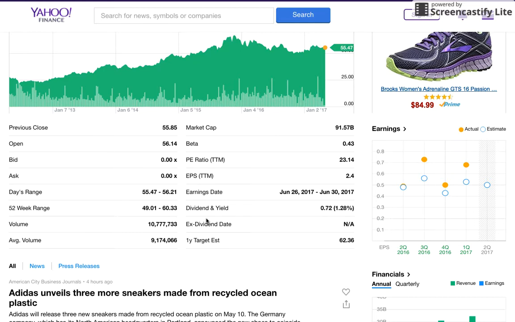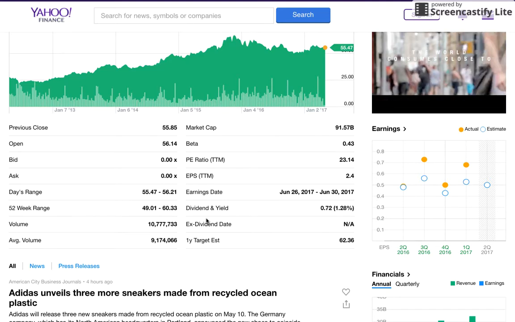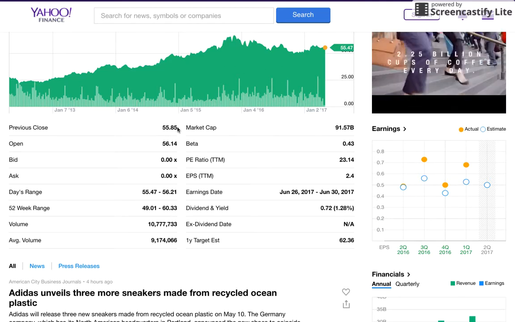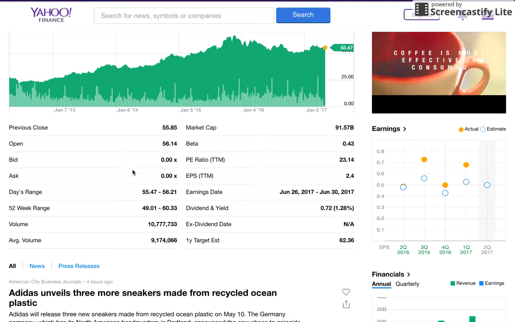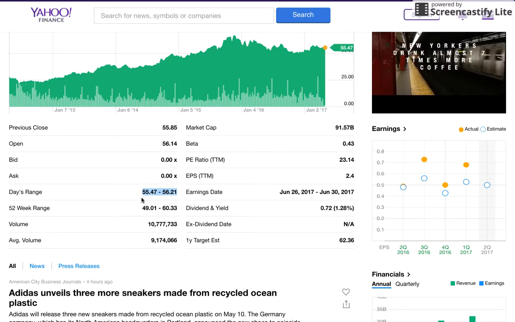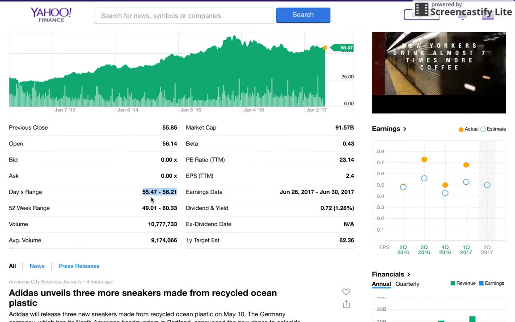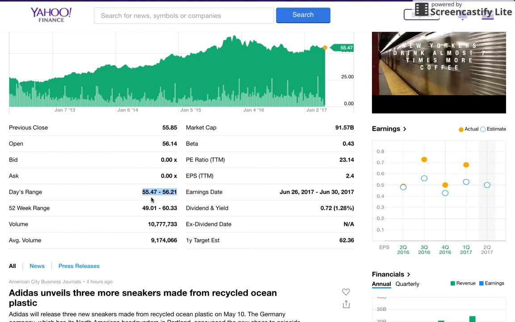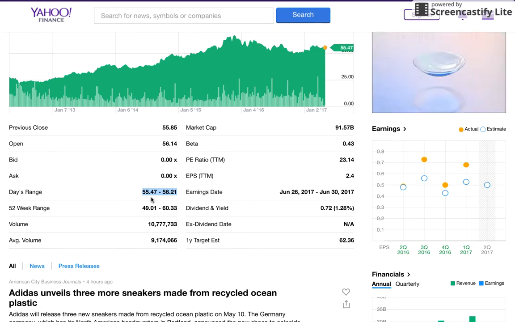Okay, so looking at the previous close, it shows you how much the price was the day before. Coming down here to the day's range, you can see the high price was $56.21 over the day, and the lowest price that was traded was $55.47. If I ask you how the day's range varies, you would simply take the high price minus the low price, and that would show you how much it changed over that day.